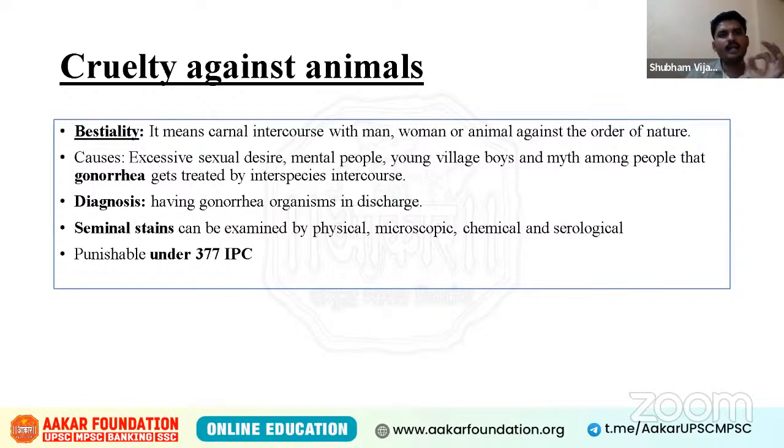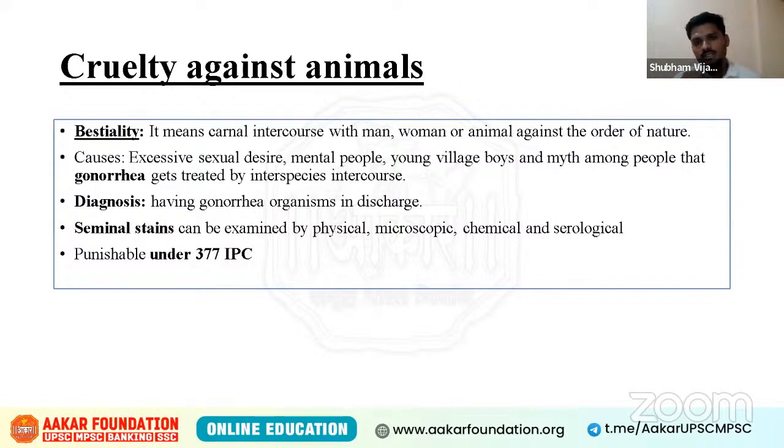What causes are there? Either excessive sexual desire, or mentally abnormal people, what we used to call Vikrat Mansikta in Marathi. Another cause is young village boys who graze the animals and go far away from the human side, and there they can do such activities. There is also a myth among people that those humans who have gonorrhea can be treated, that their gonorrhea can be cured if they have intercourse with animals. This is the myth. Because of these four or five reasons, bestiality crimes happen.